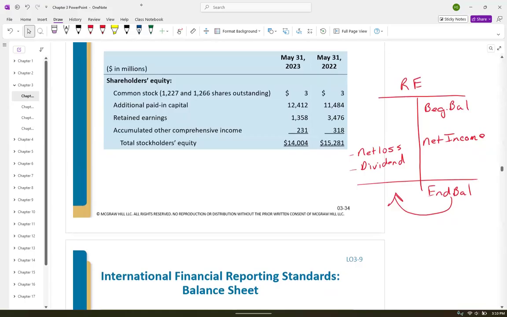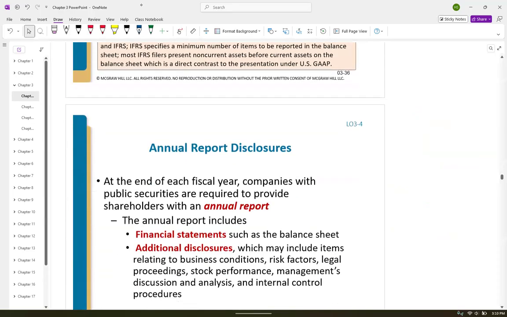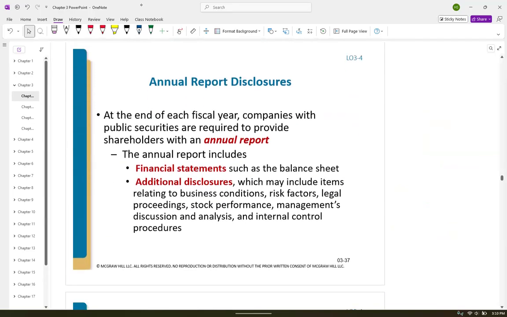Okay, I'm going to kind of skip over some of the international financial reporting standards. We got a lot of stuff to cover here. All right, let's talk about the annual report. I'm going to try to remember to bring some.